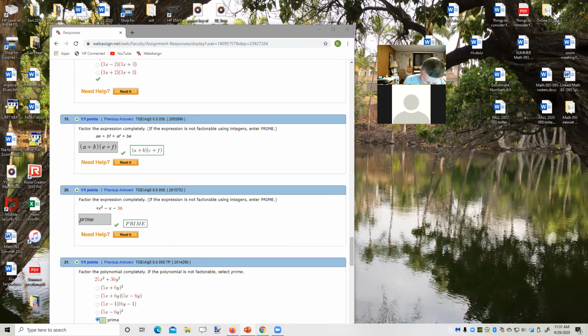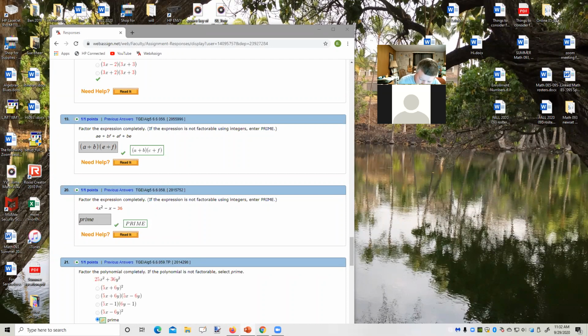Which says AE plus BF plus AF plus BE. It says factor the expression completely. If the expression is not factorable using integers, enter prime. Now, this is 4 terms. Typically with 4 terms, we factor by grouping in groups of 2. But first, let's look at all 4 terms. And we see that there is no greatest common factor other than a 1.